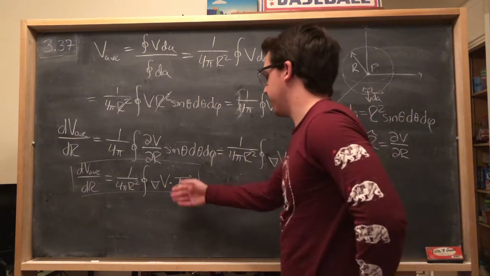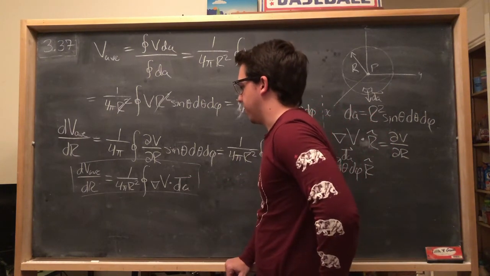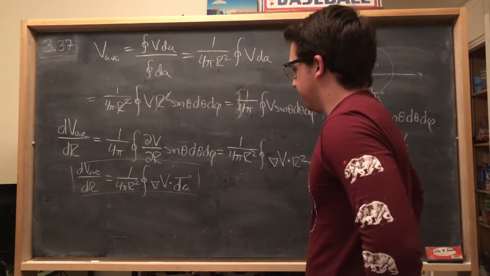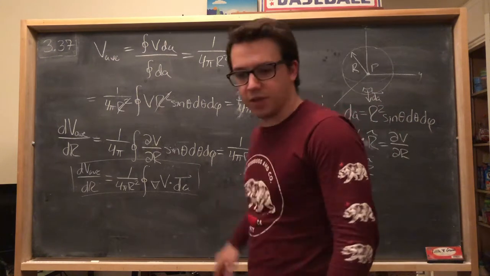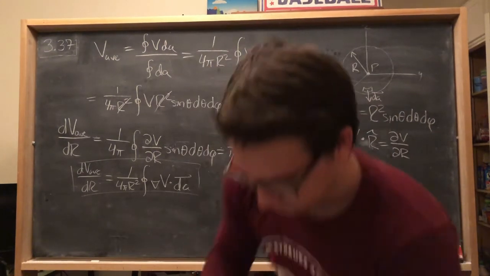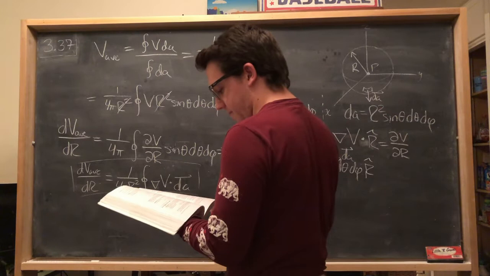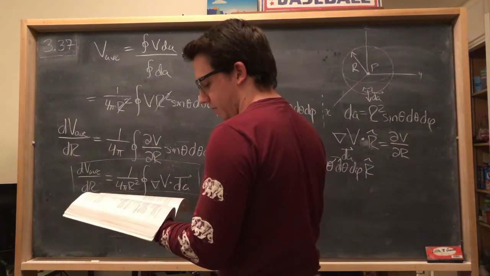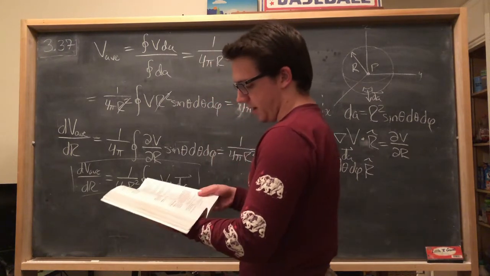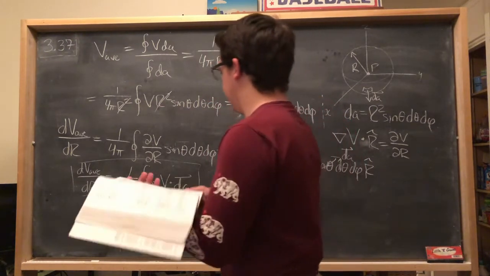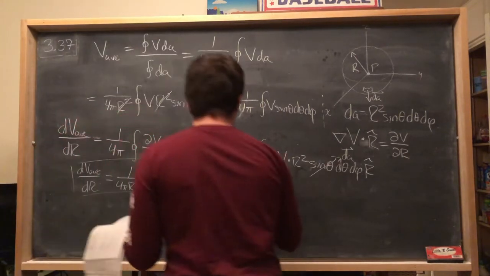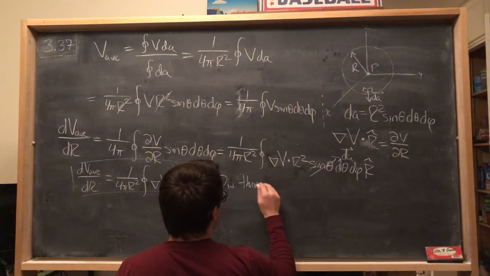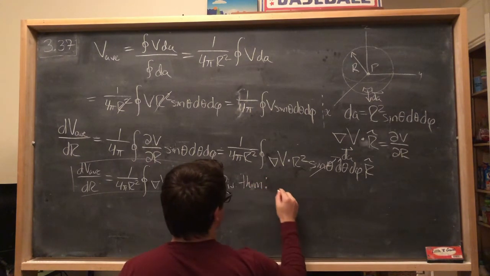So yeah, and then knowing that dA is entirely in the r hat direction, so there's nothing lost. Anyway, so there's that. So then it says that now use divergence theorem and conclude that if V satisfies Laplace's equation, then V average of R has to equal V of P. And so if you remember, divergence theorem or Green's theorem, whatever you want to call it, looks like this.